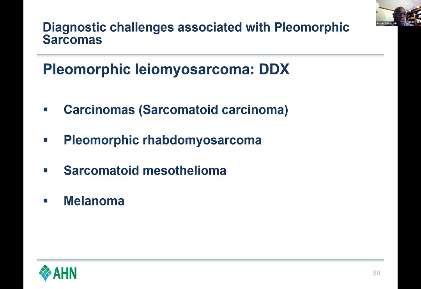Sarcomatoid mesothelioma is also very important to rule out using mesothelial marker. And one always has to rule out melanoma because melanoma can look like anything.